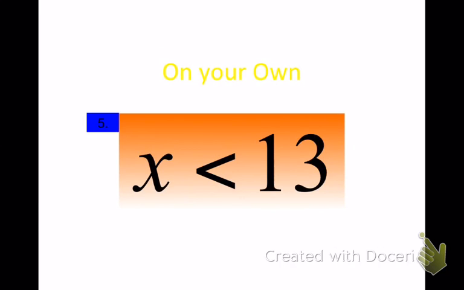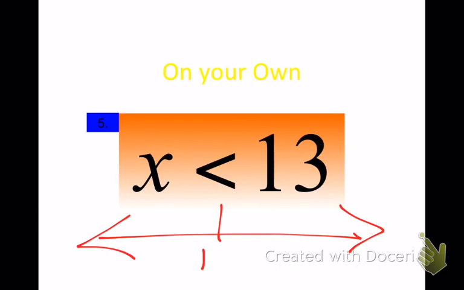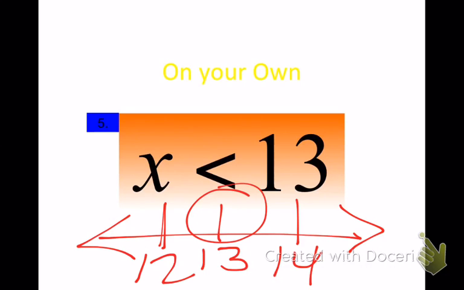X is less than 13. No equal to symbol. So that means that I am not going to shade in my coordinate. I'm going to leave it open. And because X is less than 13, I'm going to shade it to the left.